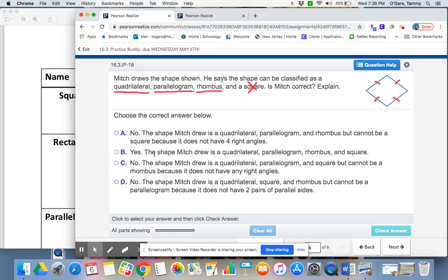But let's look at the other no's. No, the shape Mitch drew is a quadrilateral, a parallelogram, and a square, but cannot be a rhombus because it does not have any right angles. But we know that a square does have right angles, so this answer is not correct.